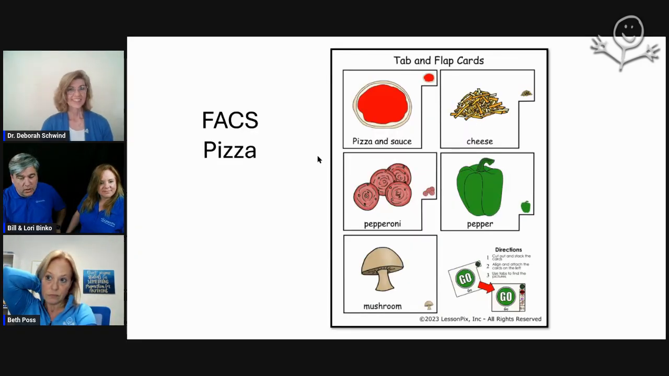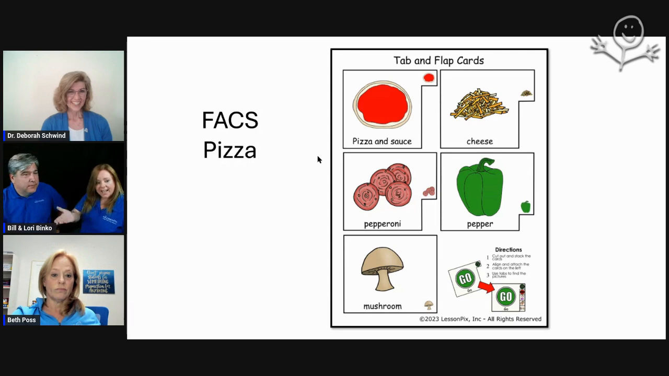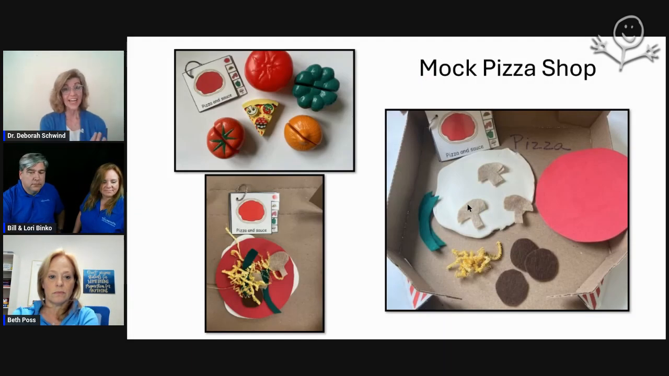So these are lanyard cards, tab and flap cards that go on a lanyard, and they've got tabs on the sides, so you can pull them up quickly. But I love the fact that even when I'm ordering my pizza, I have visuals right there that I can point to what I want on my pizza, or ask, what do you want on your pizza? So I've used it in FACS class with my middle school students, but I've also used it in preschool. I've used it in my K2 MD classroom, and we've made a pretend pizza, with different materials.